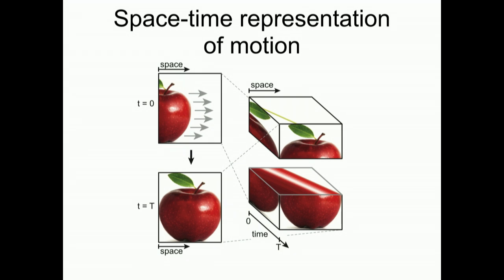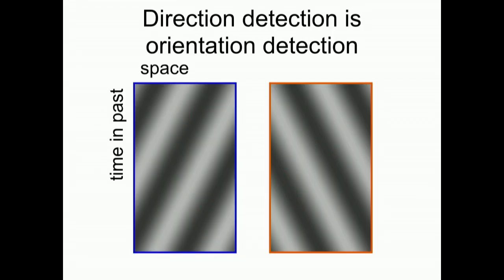So once you've started representing motion in this space-time way, then direction detection is just orientation detection, right? These are exactly the same computation. For instance, this would be a sine wave grating moving to the right. So this would be distant past, more recent, more recent, more recent, and so it's moving to the right. And this would be a sine wave grating moving the opposite direction. If you want to tell the difference between them, you just need to distinguish this orientation in space-time from that orientation in space-time.